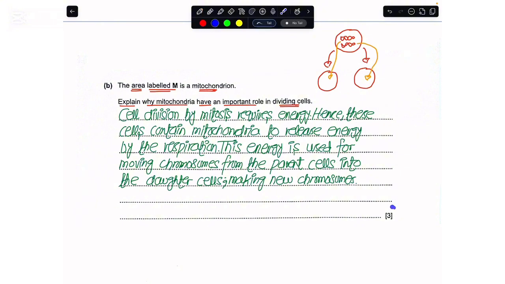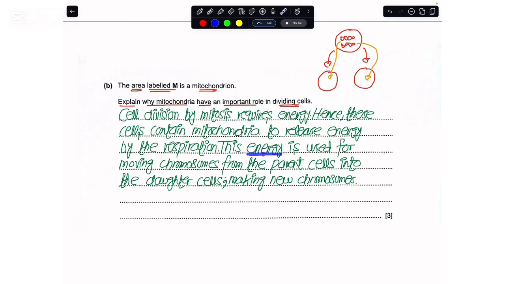So for 3 marks, how you are required to answer is that the cell division that occurs by mitosis requires energy. Here you will get 1 mark. And then you would say that hence these cells contain mitochondria. Why? So that they can release energy by the process of respiration.